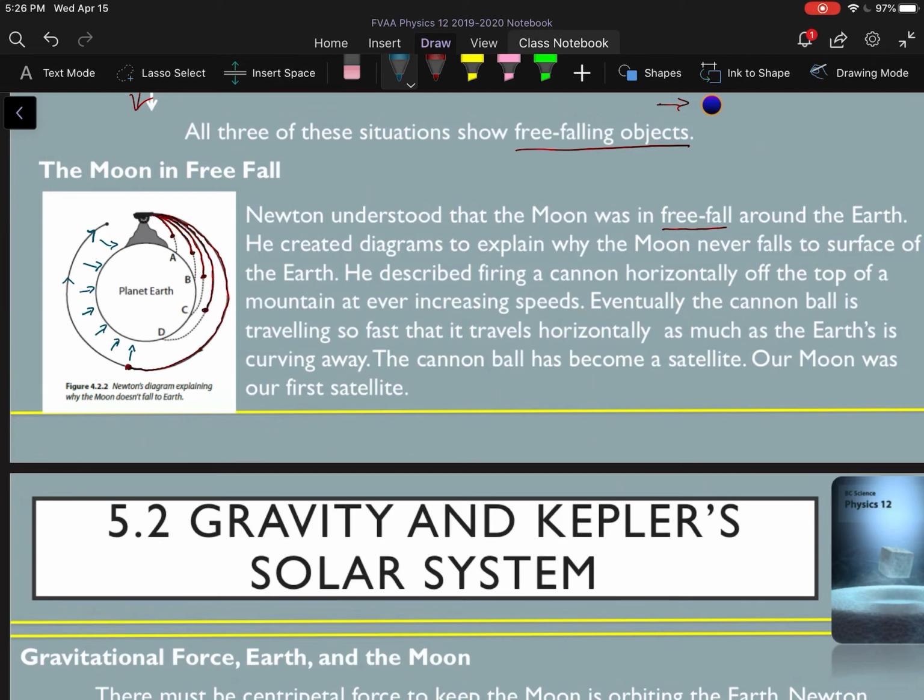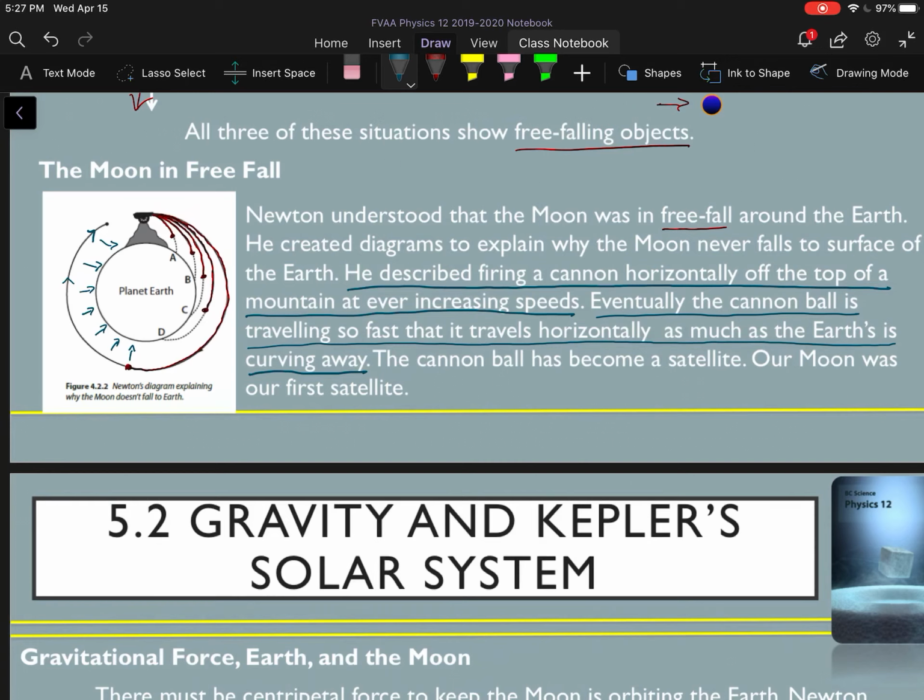But in the wording here of the book, he described the firing of a cannonball horizontally off the top of a mountain at ever-increasing speeds. Eventually, the cannonball is traveling so fast that it travels horizontally as much as the Earth's surface is curving away. So the Earth is curving away from it, causing the cannonball to continually miss the Earth as it's falling towards the Earth. So hopefully you're able to follow that. If not, rewind the video, listen to that again, and see if you can make sense of that.